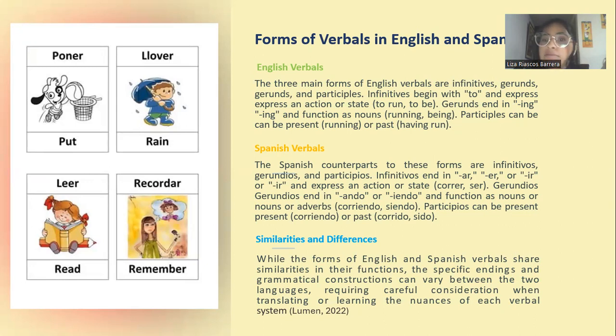Gerunds end in -ing and function as nouns: running, being. Participles can be present, like running, or past, having run.